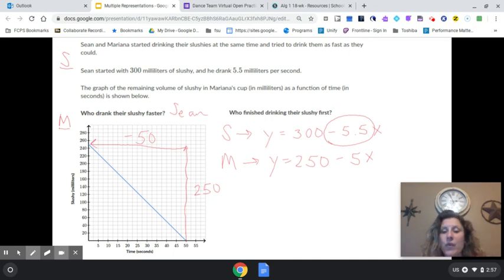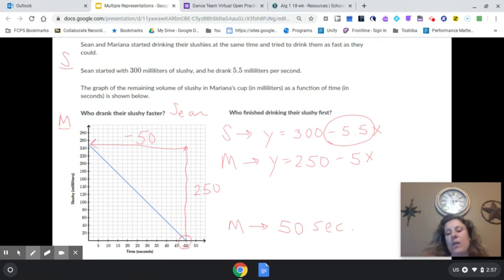Okay, who finished drinking their slushy first? Well, Mariana's, we can see from the graph, right? So when she's finished, she's going to be down here at 0 milliliters of slushy left, and it took her 50 seconds. So Mariana, we know, is 50 seconds. It took her 50 seconds to drink all of her slushy. But we're not sure about Sean's.